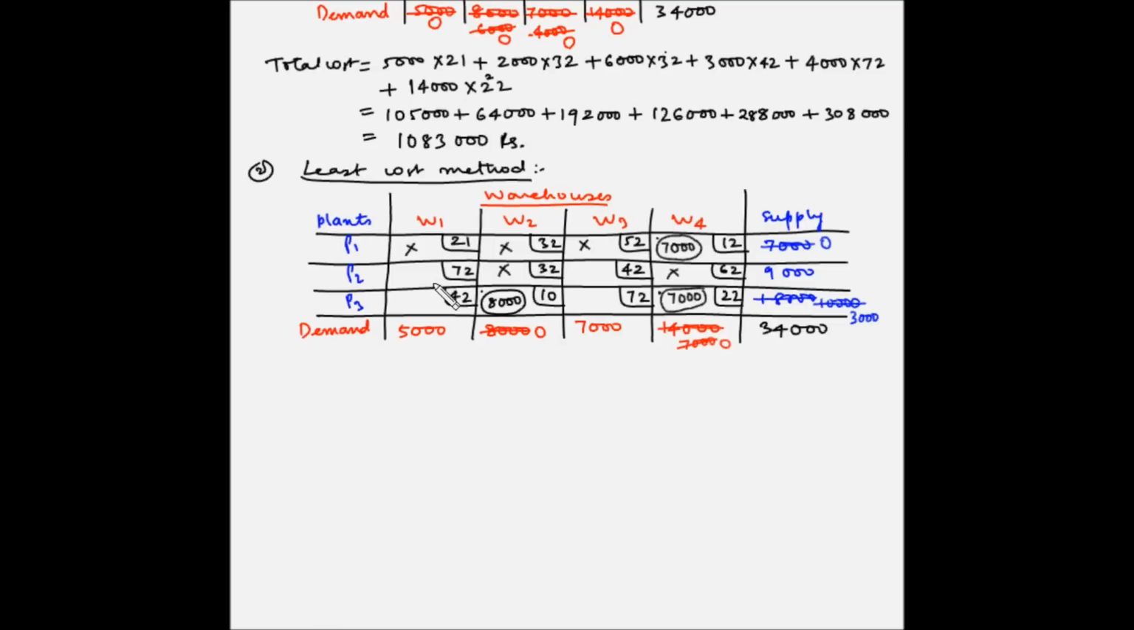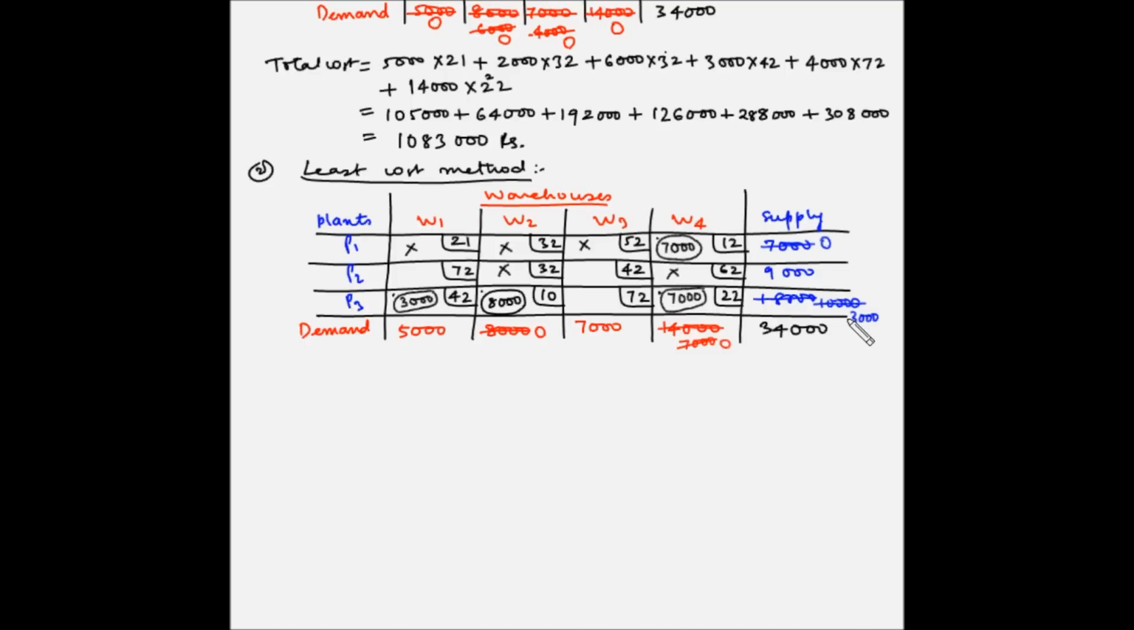Now let's again evaluate the remaining squares to find out the square with the lowest cost. So we have a tie here between P2W3 and P3W1. Both have a cost of 42. So let's arbitrarily select any one of them. So let's select P3W1 first. Now let's evaluate the supply and demand situation for P3W1. So P3 has a supply availability of 3,000 units, while W1 has a demand of 5,000 units. So the maximum we can allocate is 3,000 units.